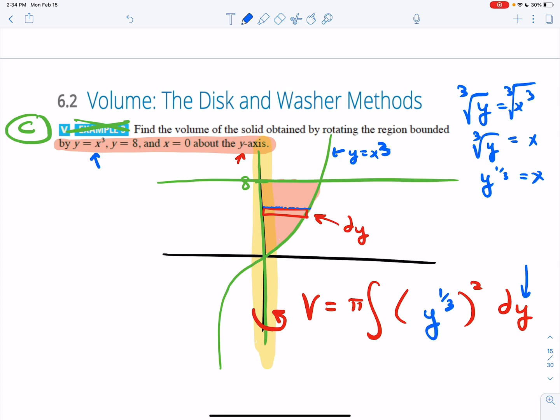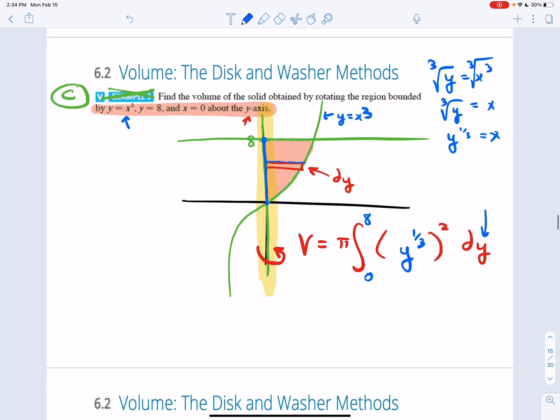You would not put an x cubed because you're integrating with y. Just like the function had to be in y, the bounds also have to be in y. The region starts down here and it goes all the way up to here. So it starts from the y value of 0 and it ends at a value of 8. So pay attention to your axis of revolution. It does change the way that you set up your equation. All right, solving it is the same way.